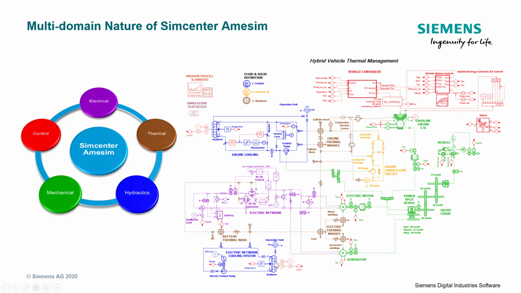Now what you see is a more complex model of a hybrid vehicle thermal management system, where you have everything modeled from an engine cooling system to an engine thermal masses as well as the electrical network for the vehicle. We have an electrical motor connected to the drivetrain that goes out and actually drives the vehicle. Gasoline engine is used to charge the battery, controller for the vehicle, powertrain controller, etc. So you can go from a very simple multi-domain to a very complex model that defines the dynamics of a system as complex as hybrid vehicle.